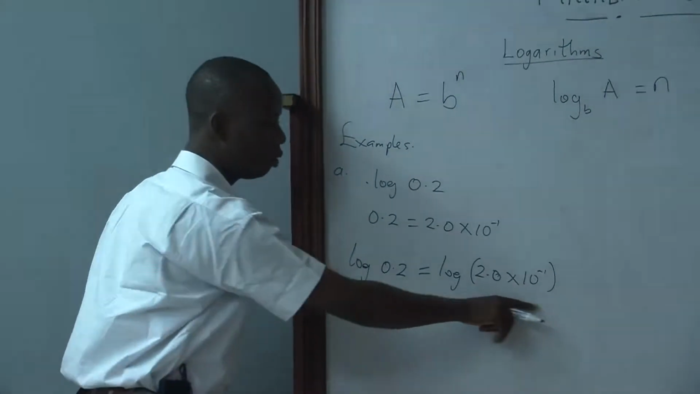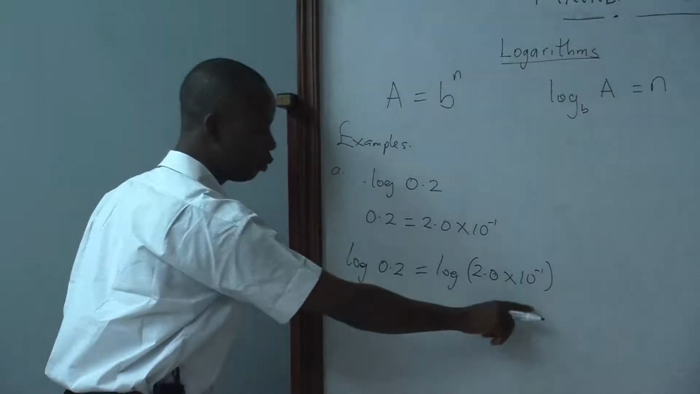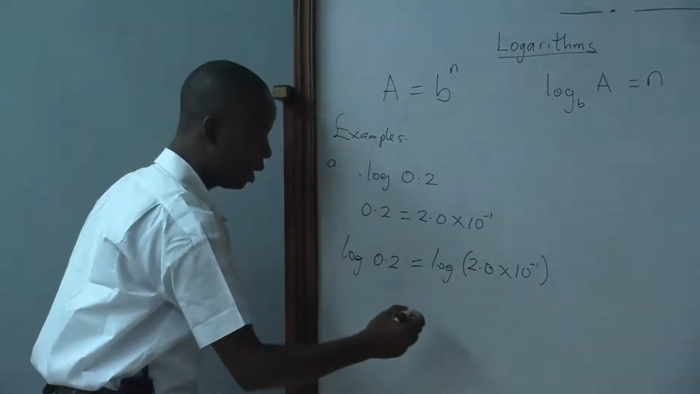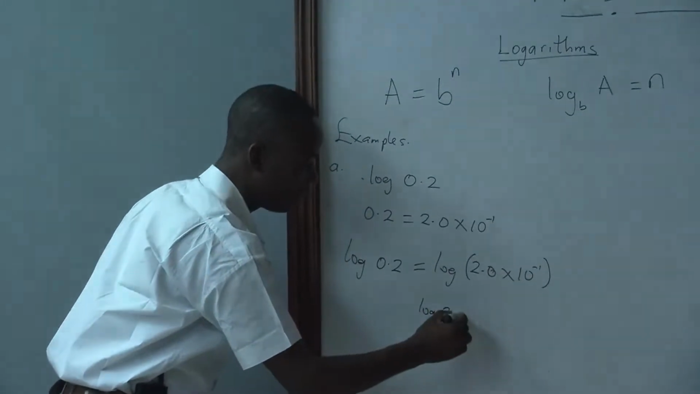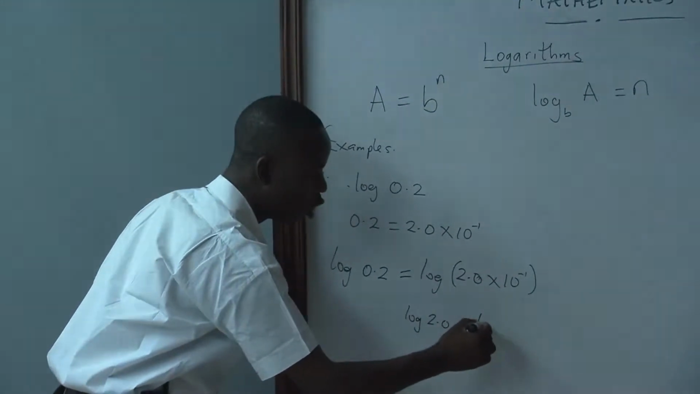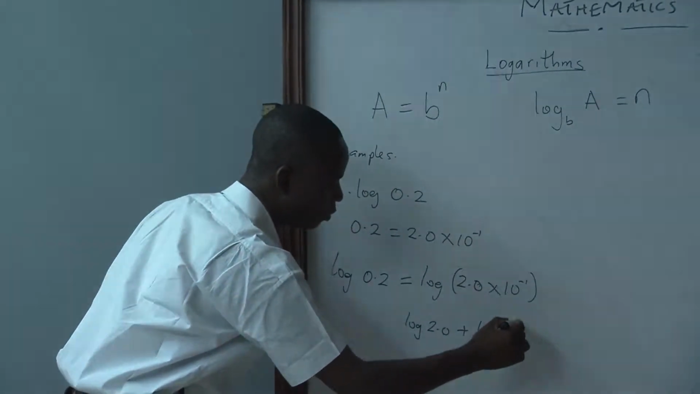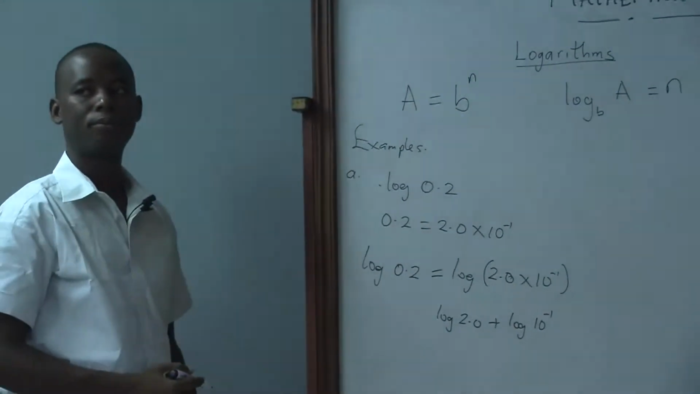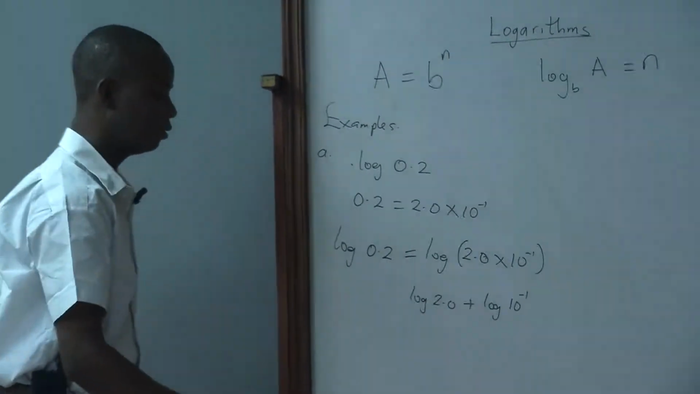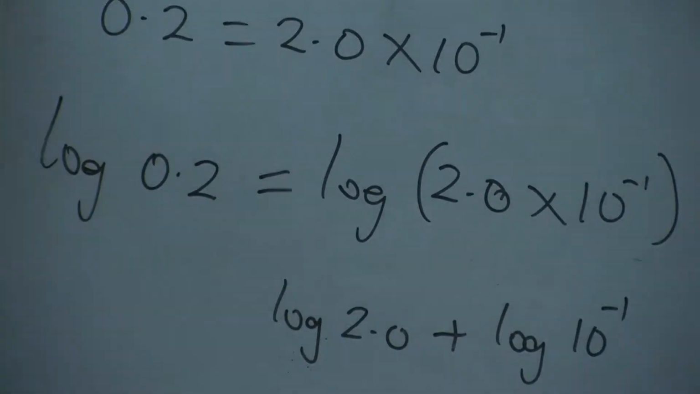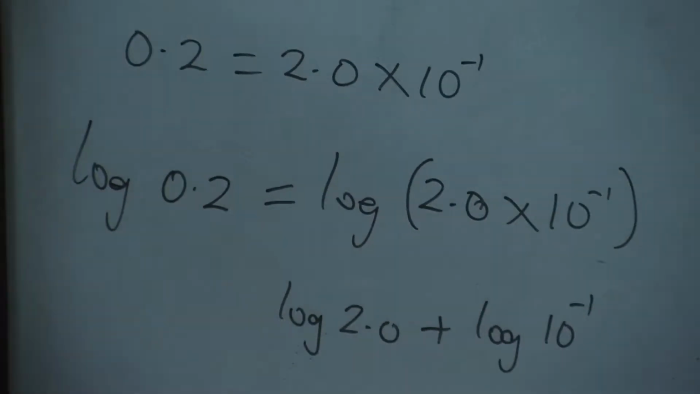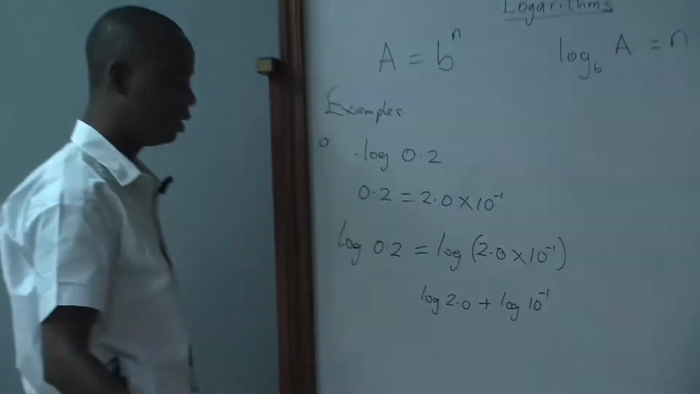And according to the law of logarithm, the first one, look at it very well. What we have here will be log 2.0 plus log 10 raised to the power of negative 1. So all we need to find out is what log 2 will equal. Now let's look at what this will be. I've explained it earlier, let me quickly explain it again.